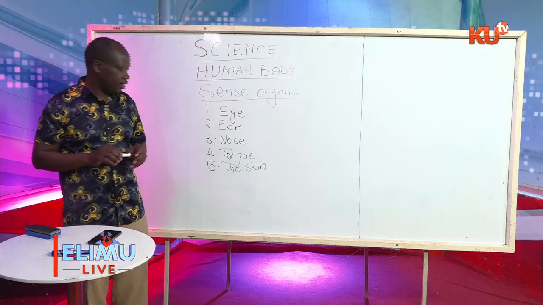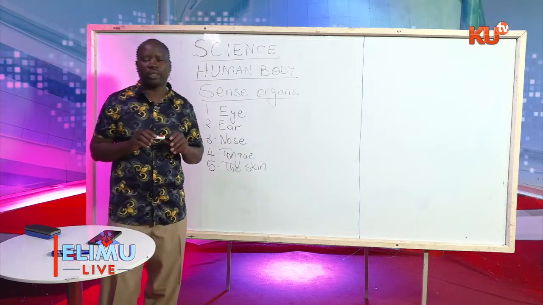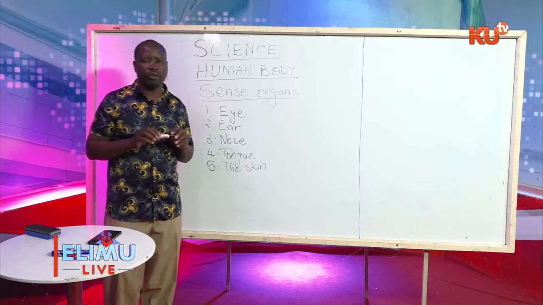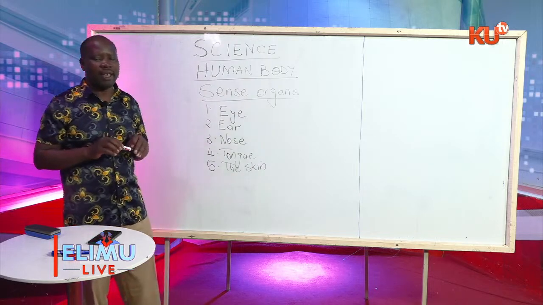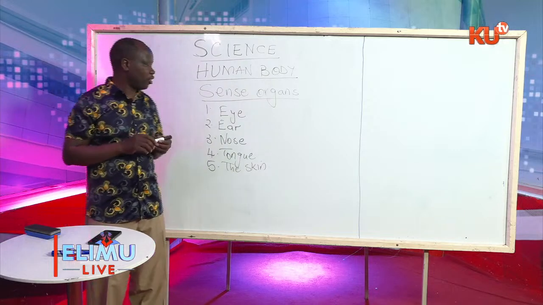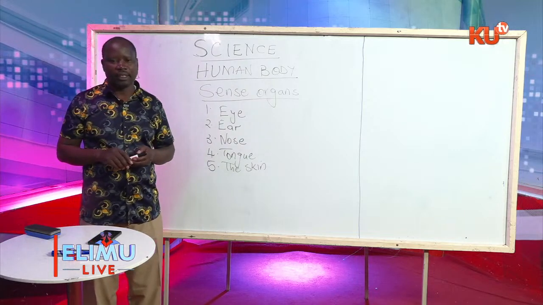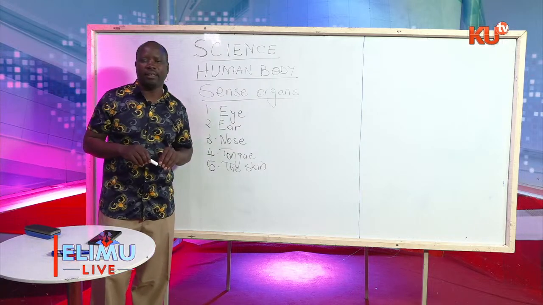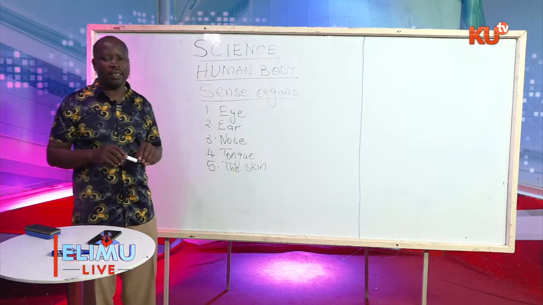The tongue is inside the mouth, so you are supposed to bring out the tongue so that your friend is able to look at your tongue and to see it, so that later we shall see the function of each of them. Hope you've looked at the eye, the ear, the nose, and the tongue.